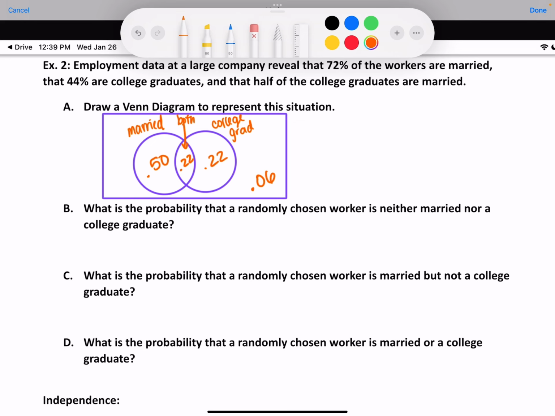There we go. What is the probability that a randomly chosen worker is neither married nor a college graduate? So that's what we just found, right? 0.06. What is the probability that a randomly chosen worker is married but not a college graduate? 0.50.